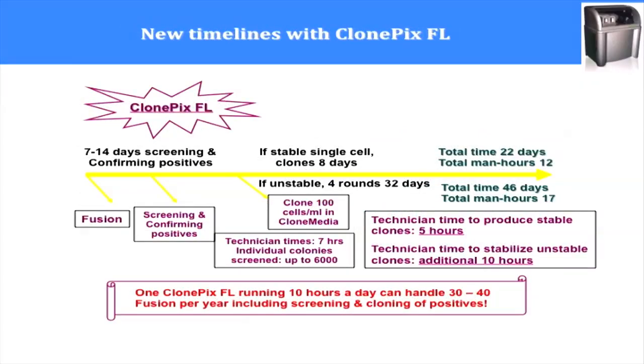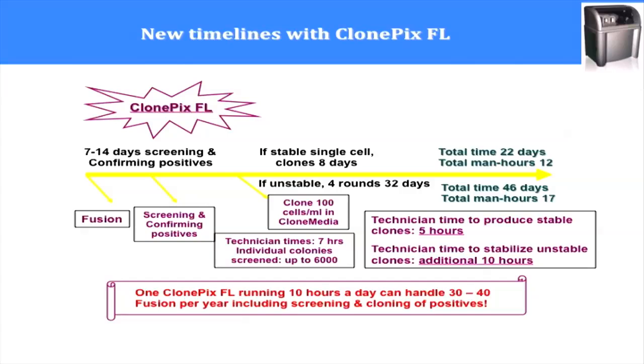So we brought in the ClonePix FL. We tried it for, I believe, 6 months or more, and we did many fusions and cloning on it. So this is what we got. After the fusion, it took about 7 to 14 days to screen and confirm the positives. If we have a stable single cell, it only takes about 8 days to stabilize it, because we only need to do 1 round, and then it grows up and we're done. So we only need about 22 days and 12 man-hours to produce a stable clone. If they're unstable, then we do 4 rounds of cloning.